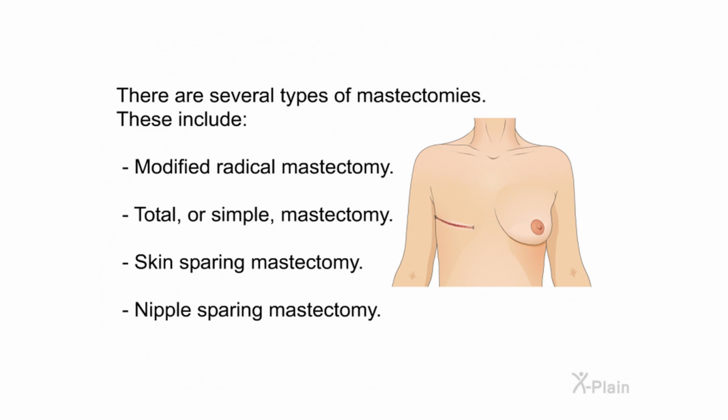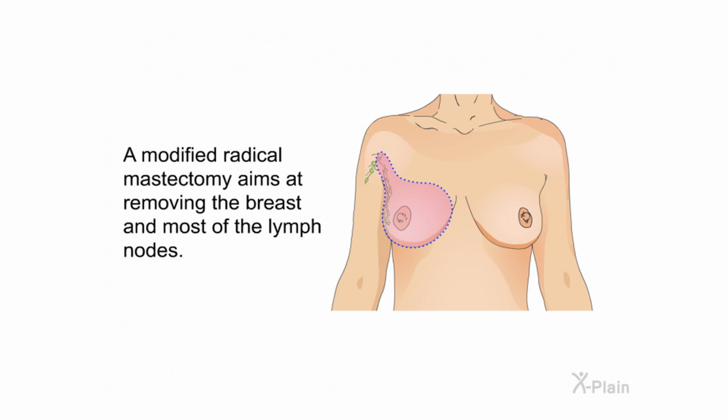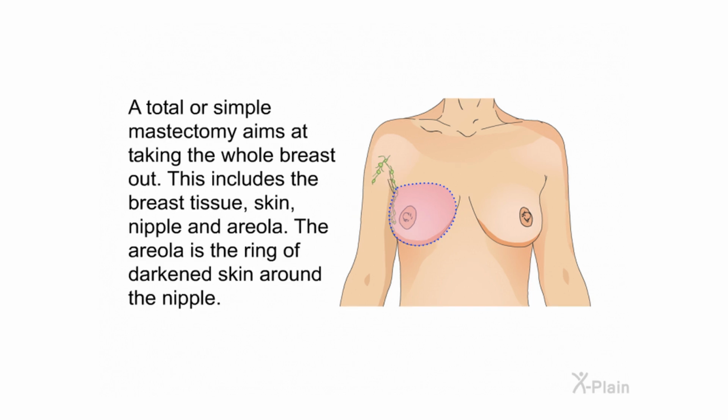There are several types of mastectomies. These include modified radical mastectomy, total or simple mastectomy, skin-sparing mastectomy, nipple-sparing mastectomy. A modified radical mastectomy aims at removing the breast and most of the lymph nodes. A total or simple mastectomy aims at taking the whole breast out.